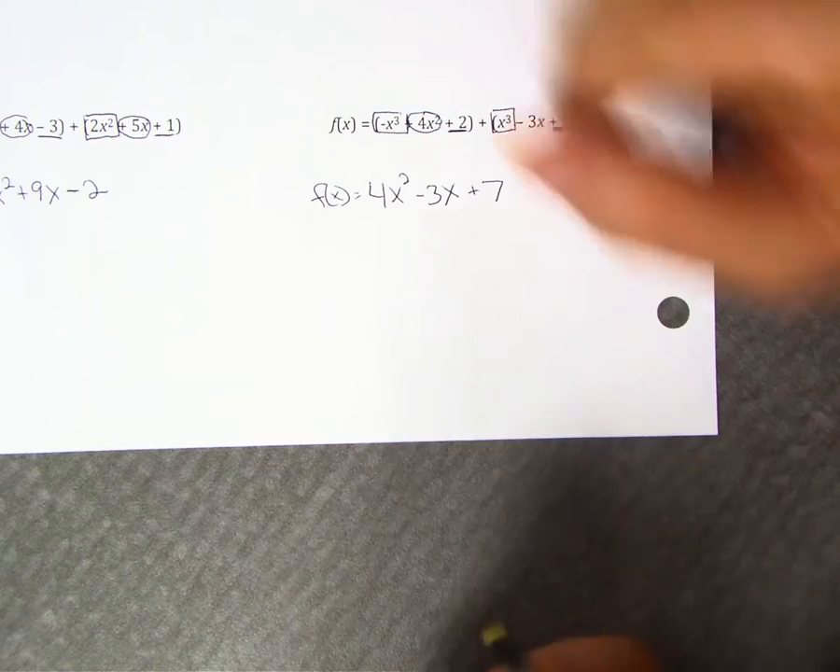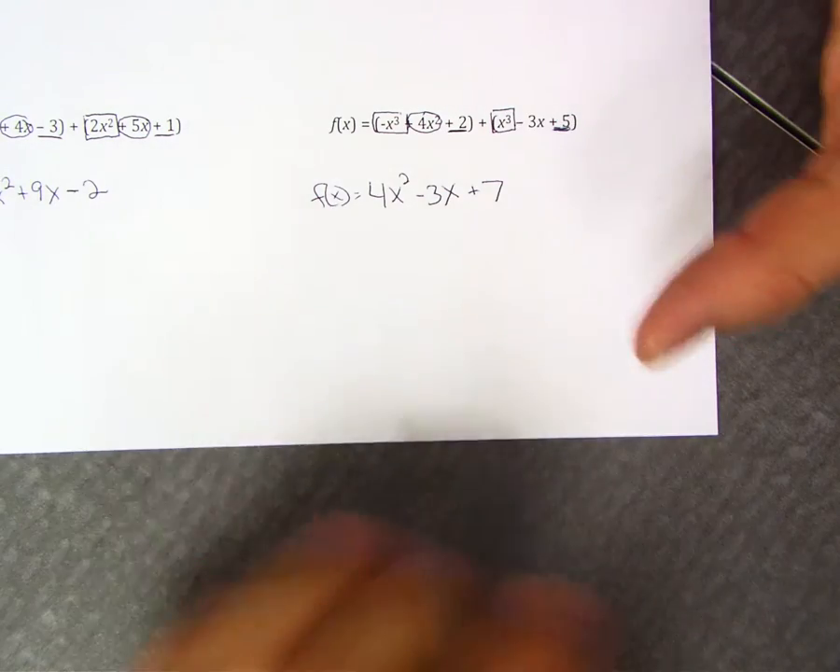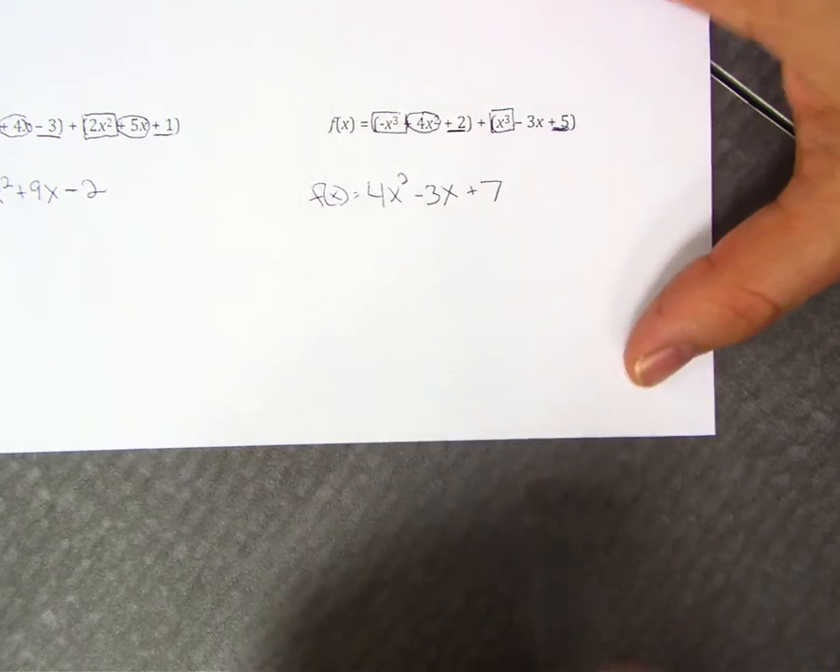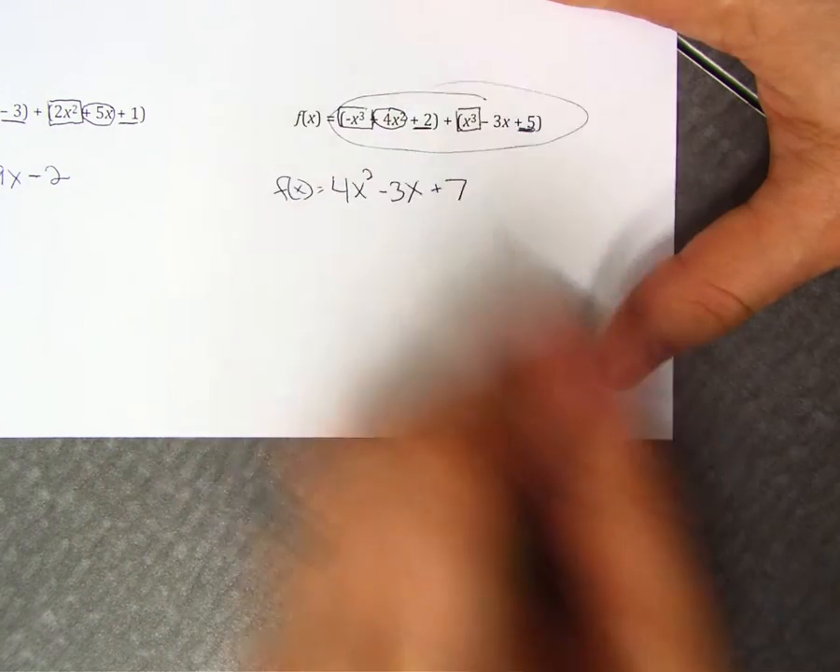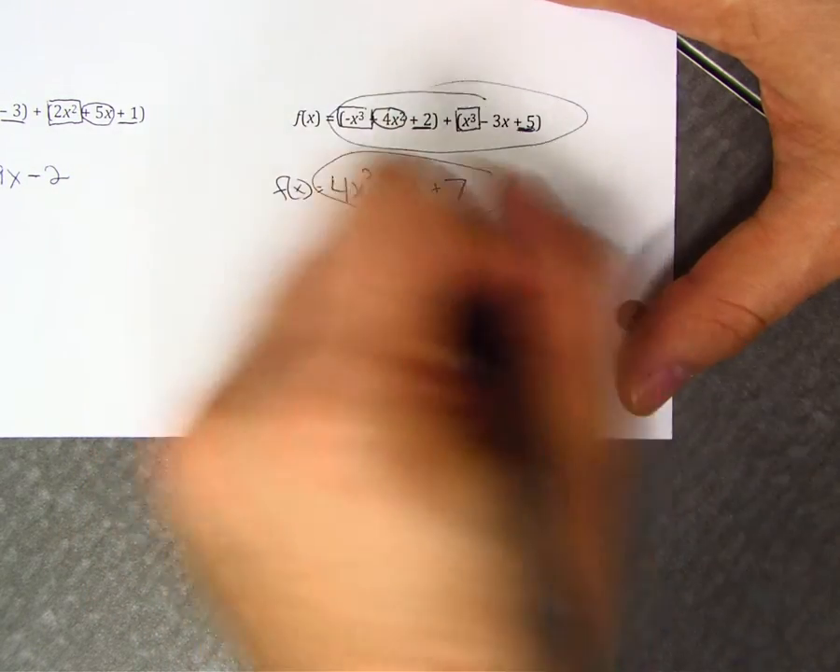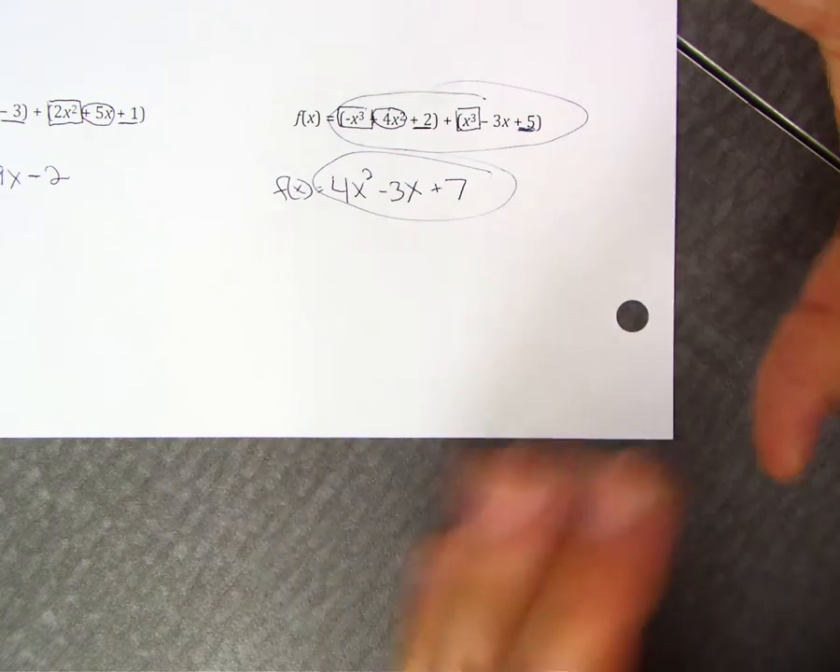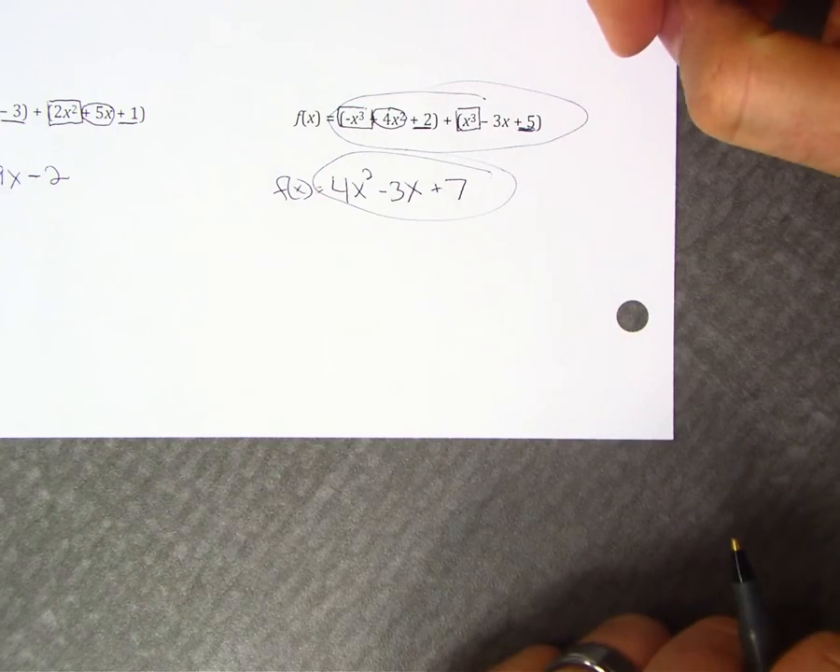When you're dealing with these and they just have x's, one of the really cool things is you can check these in your calculator. So if you were to graph this function right here, and you were to graph this, their graphs should line up. They should be right on top of each other. Now let's talk about subtracting.